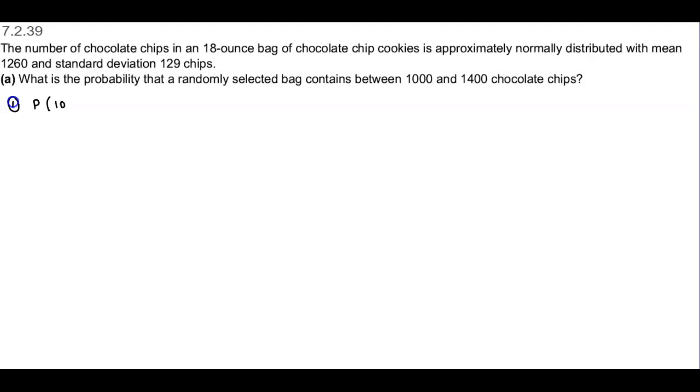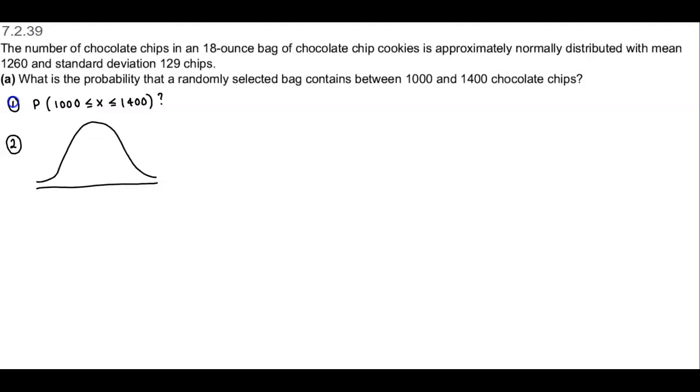is going to be in between 1,000 and 1,400. So this is what we want to do. Before we do anything, we need to draw the normal curve and then shade the desired area region. So if we take a look at our graph, we're going to draw our bell curve. So here's our bell curve.